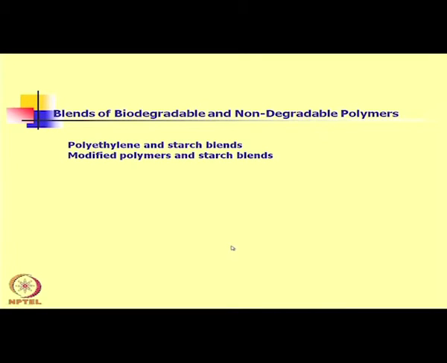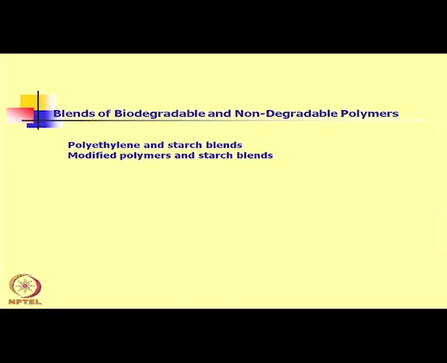Then other ways and means of developing biodegradable polymers are by blending a non-degradable polymer with a degradable polymer. Say polyethylene is a non-degradable polymer and that can be degraded. This polyethylene polymer can be degraded by blending with starch. People have taken ventures, and this kind of product is also available in the market. This polyethylene starch film or modified polymers can also be chemically modified polymers, and starch can be blended to form some biodegradable polymers. Actually, agricultural mulch films are being produced from blending of polyethylene with starch.